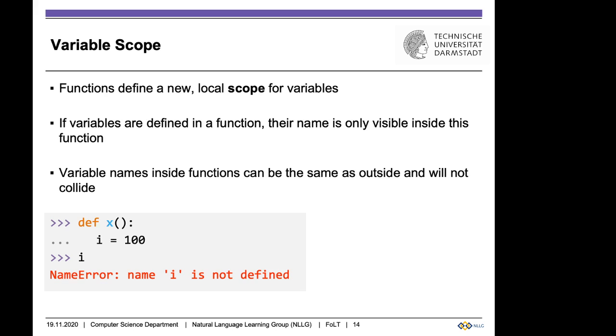Now let's look into variable scope. When we have functions, we create many variables inside these functions. But these variables are only in local scope, which means these variables are only visible inside these functions, and one cannot access them from the outside. And notice that the names of these local variables can be the same as variables from the outside.